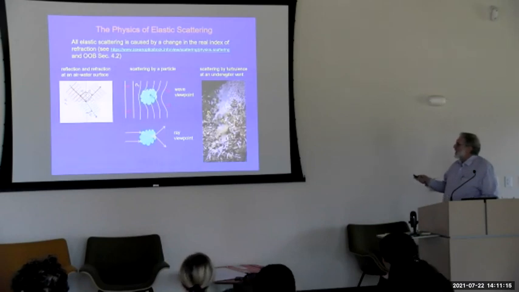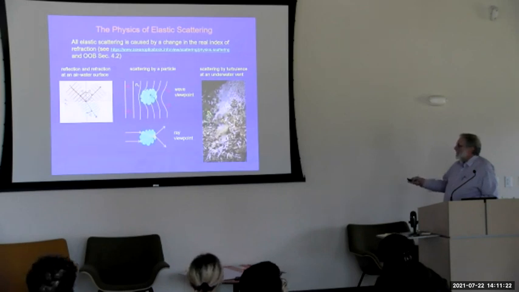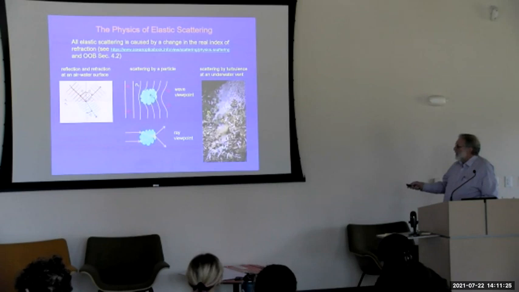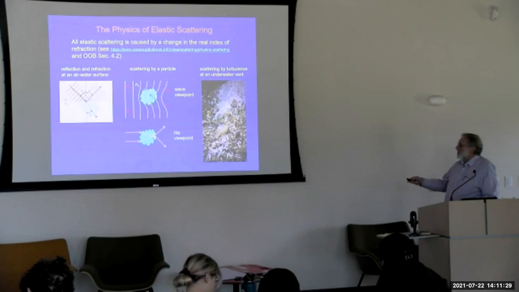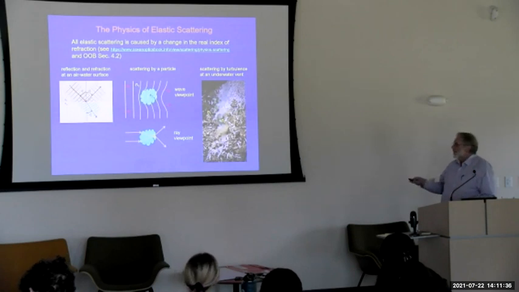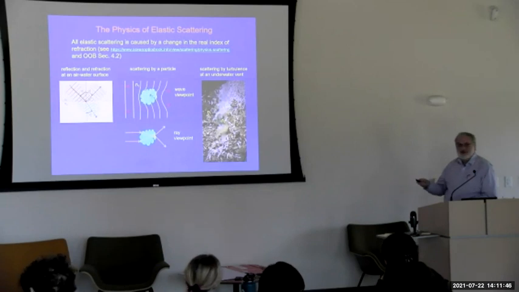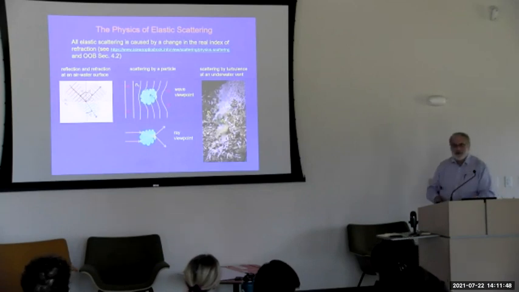Here's scattering by turbulence in an underwater vent. So here's cold water, and it has some index of refraction. Here's an underwater thermal vent spewing out this really, really hot water. And the index of refraction has changed because it also depends on temperature as well as salinity. So you don't see as well through the hot water plume as you do through the cold water, because of scattering by the change of the index of refraction in that hot water.